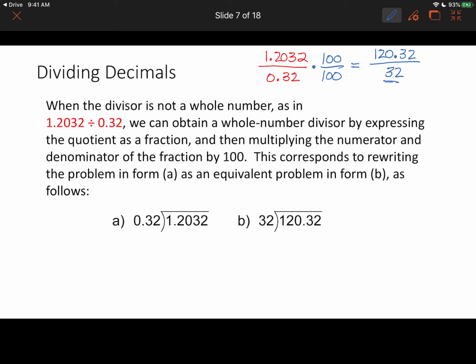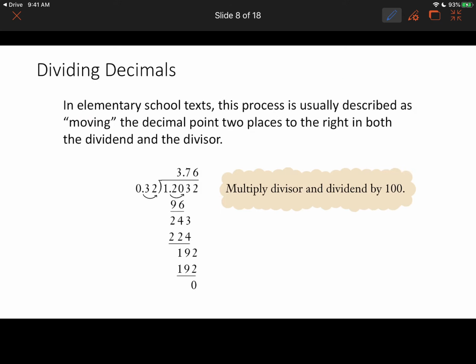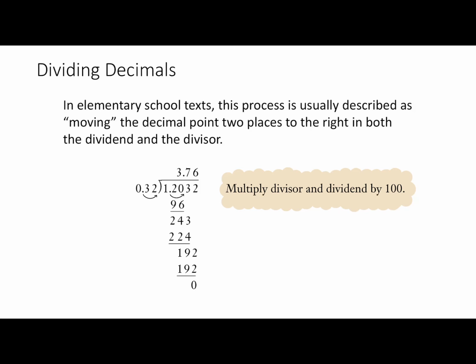I'm dividing by a whole number. So my trick is to carry the decimal point above and do the division. So here in elementary school text, they usually describe that as moving your decimal point 2 places to the right in both your dividend and your divisor. So that's what's pictured here on your screen. And now I can do the long division. So I pick up this decimal here and I do the long division, sort of ignoring the decimal until I'm at the end.